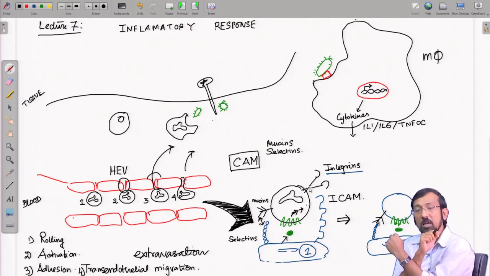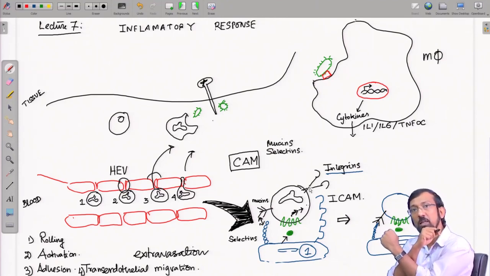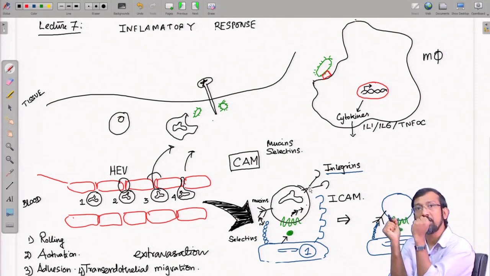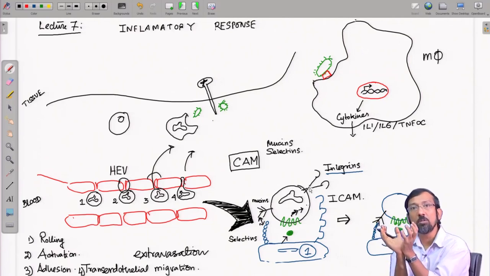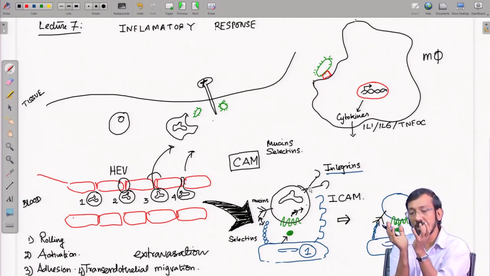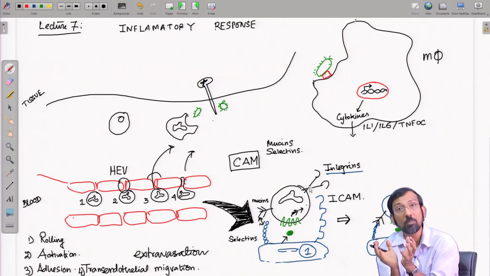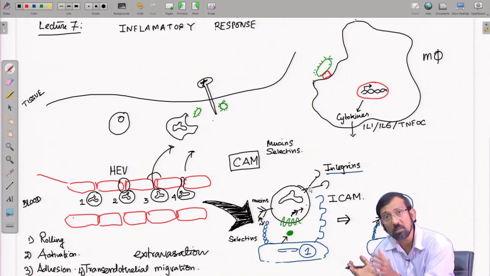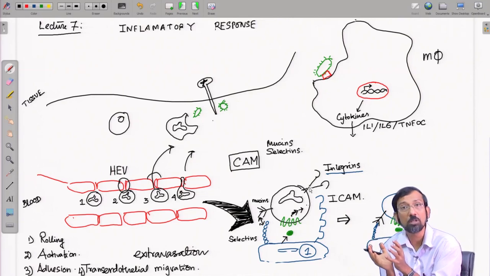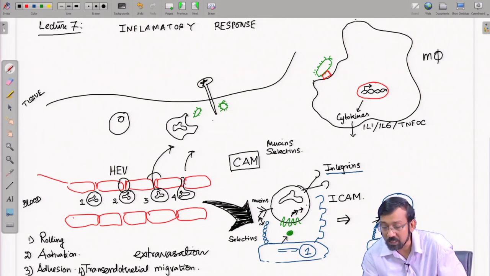That means there is a change in the conformation of the integrins. So, the integrins which were initially looking like this, they become like this. They arrange in a different way. Now, these integrin cell adhesion molecules become competent to bind, due to this conformational change, to another class of cell adhesion molecules, which are known as the ICAMs. This process is known as activation.